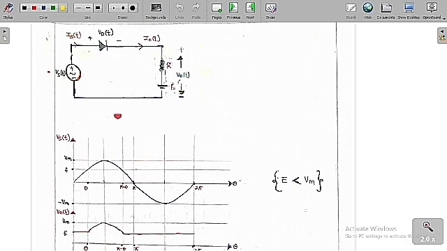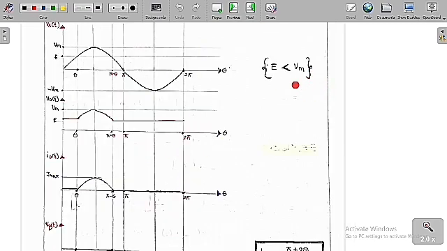Now we are going to analyze the graphs of each and every thing. I am going to assume that the value of E, the voltage in the load, is less than Vm. Then only the diode is going to conduct; otherwise it is not. So E is always less than Vm. I am going to draw the source voltage waveform first, which is Vs equal to Vm sine omega t. This is the graph we are going to get, and I am assuming E is less than Vm.